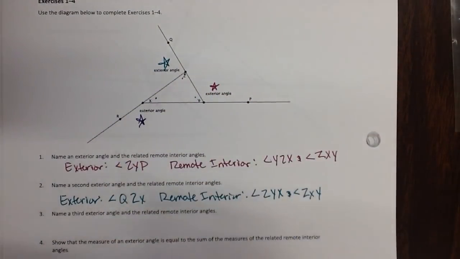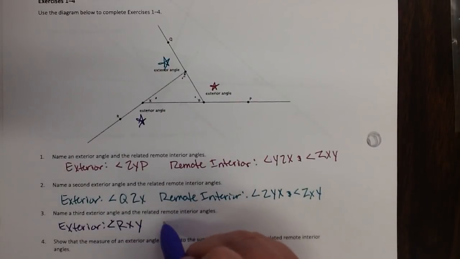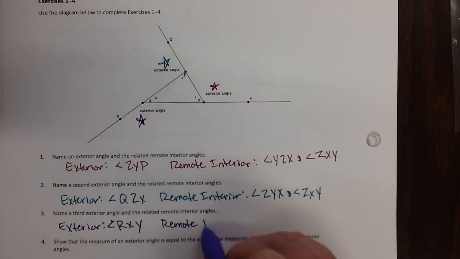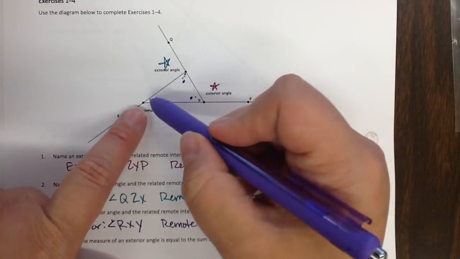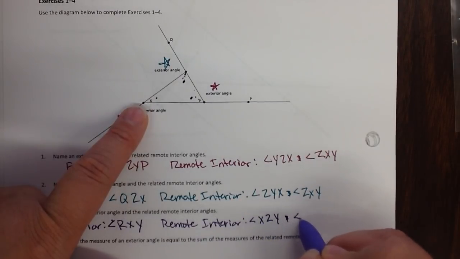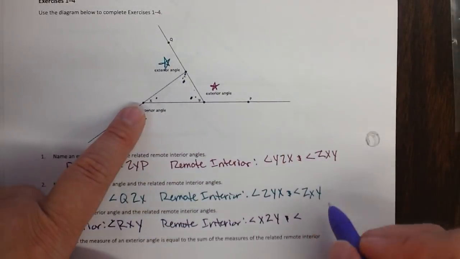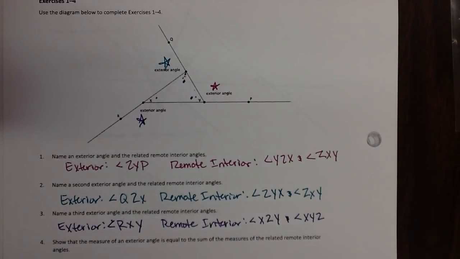So I'm going to go down here. Exterior angle RXY. Remote interior. We're looking for the ones that are furthest away, so it's not this one, it would be these two up here: XZY and angle XYZ. Okay. Number 4 says, show the measures of the exterior angle is equal to the sum of the measures of related remote interior angles.